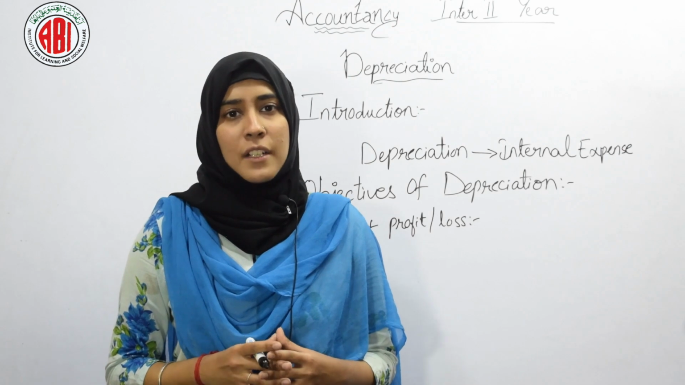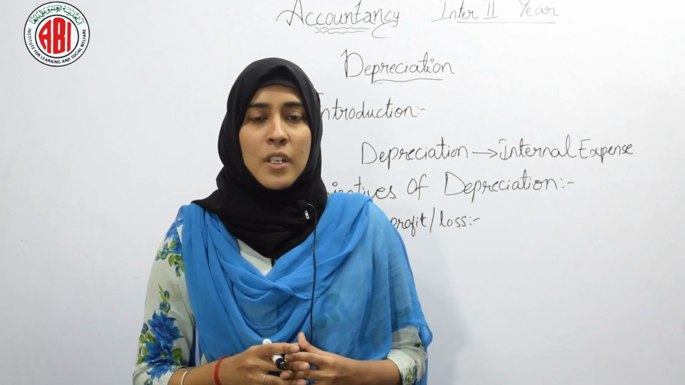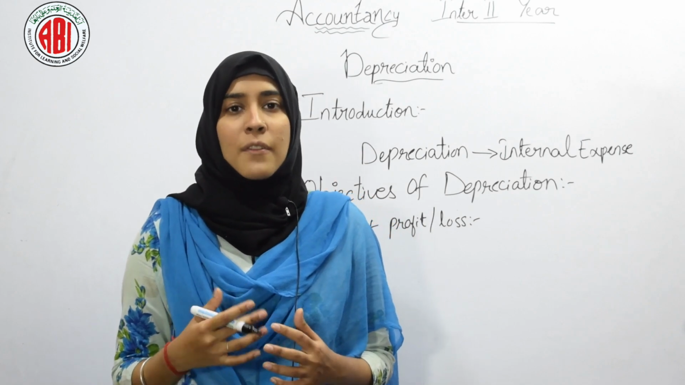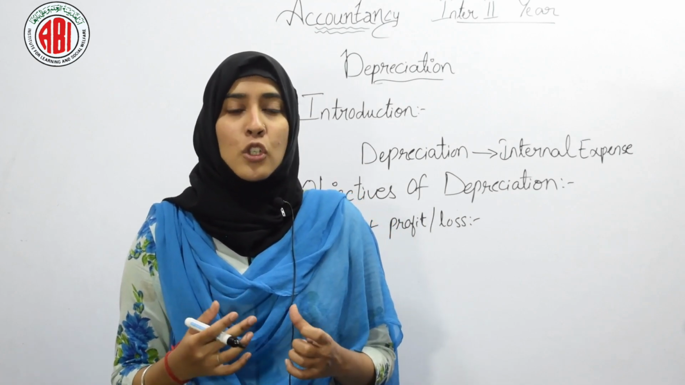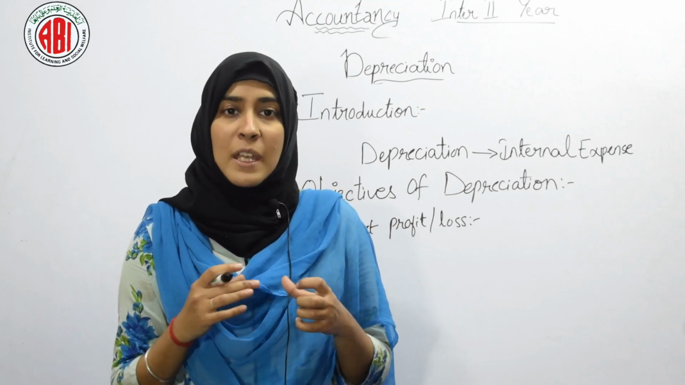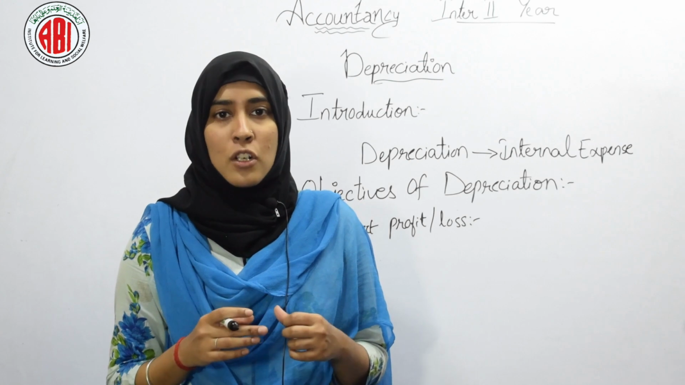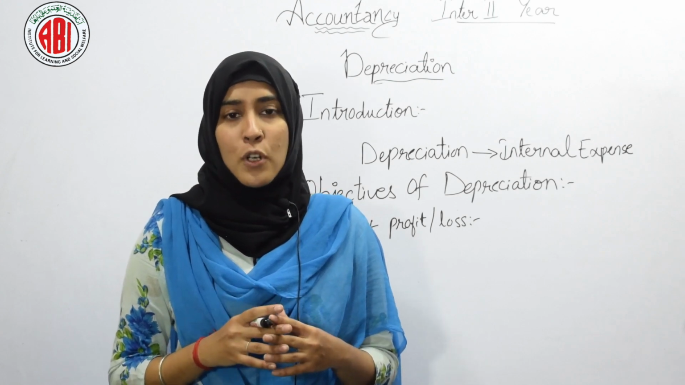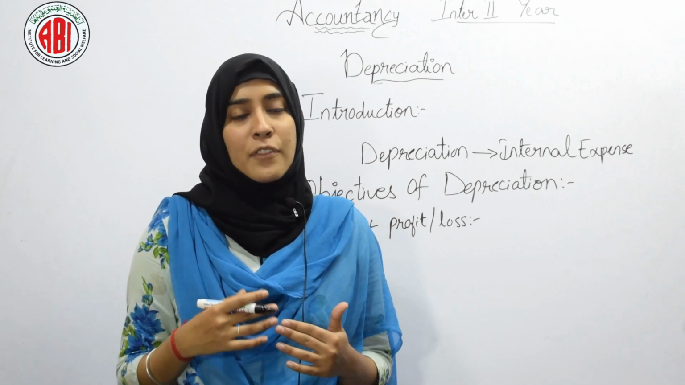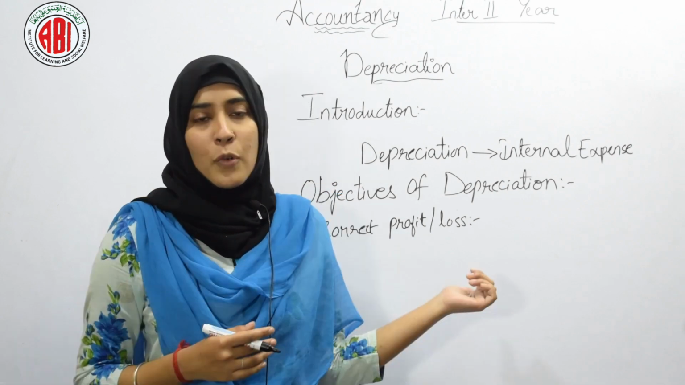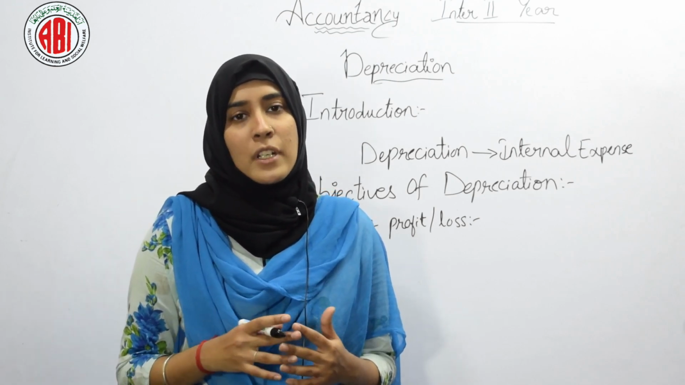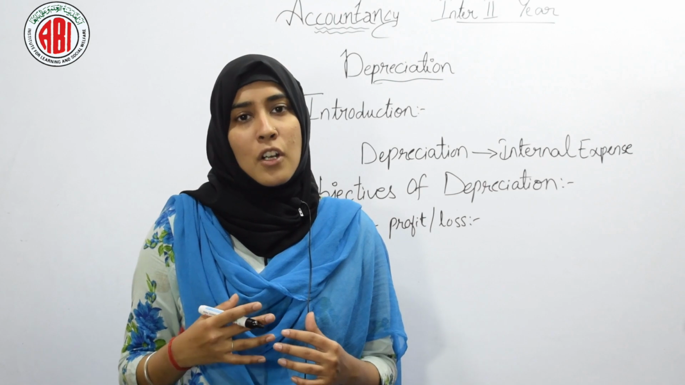Our first objective is correct profit and loss account. When we prepare profit and loss accounts to calculate the profit of the business, we include all incomes and expenses under profit and loss accounts. If we make a mistake in this profit and loss account, we will get a wrong figure of profit. Here we will not get our actual profit, but we have to include depreciation in profit and loss account, because if we don't include depreciation under profit and loss account, we will get a wrong figure of profit.